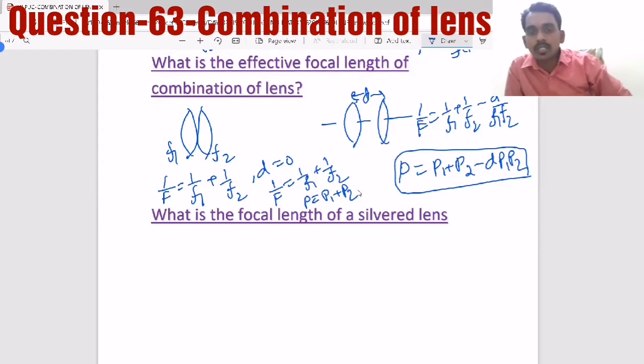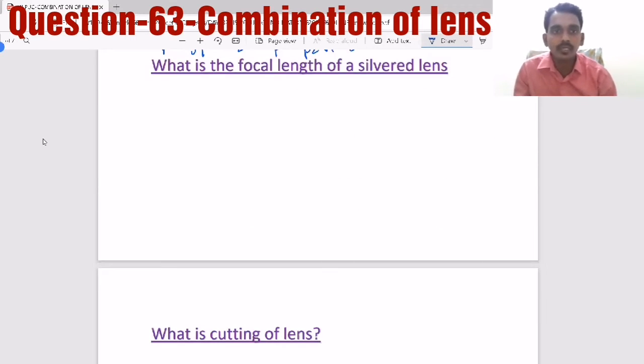Convex lens means positive focal length, positive power. Concave lens means negative focal length, so that the power is negative. You have to take positive as positive, negative as negative.